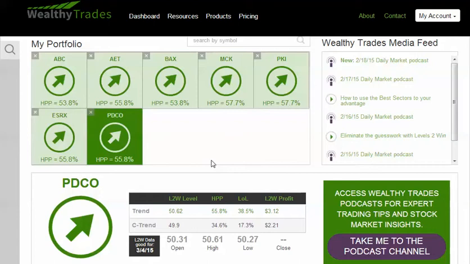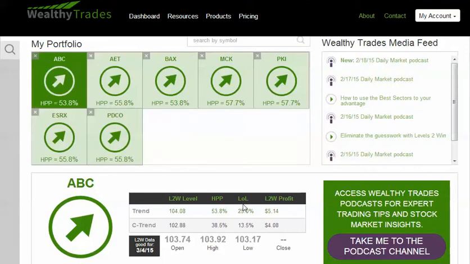But I'm going to filter this down even further. All right. As I said, this is a more advanced technique. So now I'm going to look at the levels on levels in comparison to the historical hit rate. What I want to see is that the levels on levels trend side is 50% or greater than the HPP.